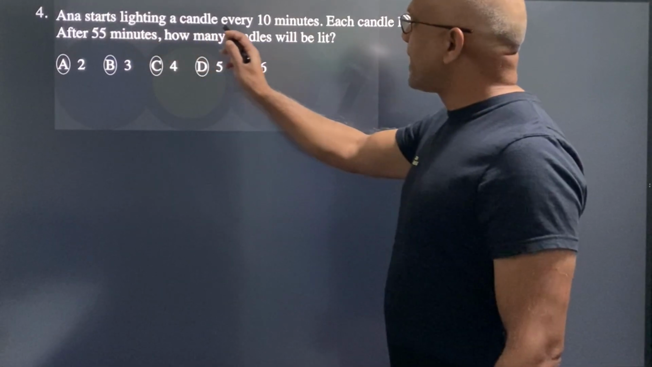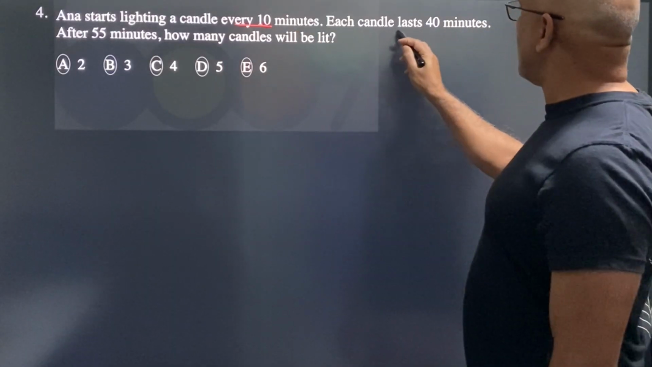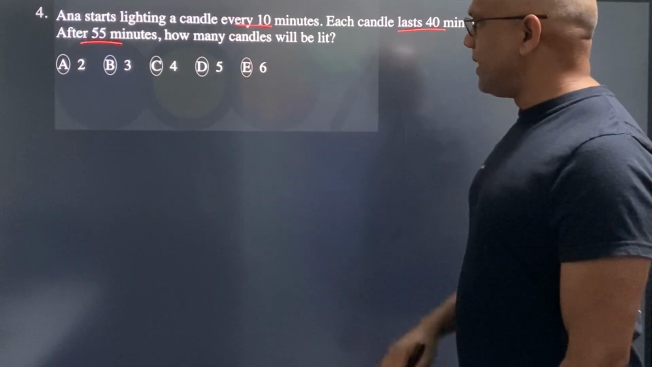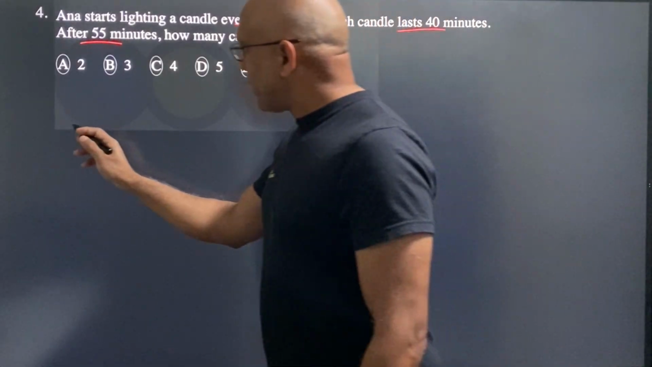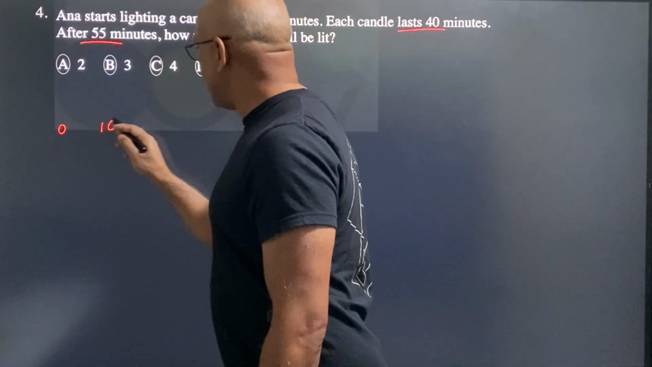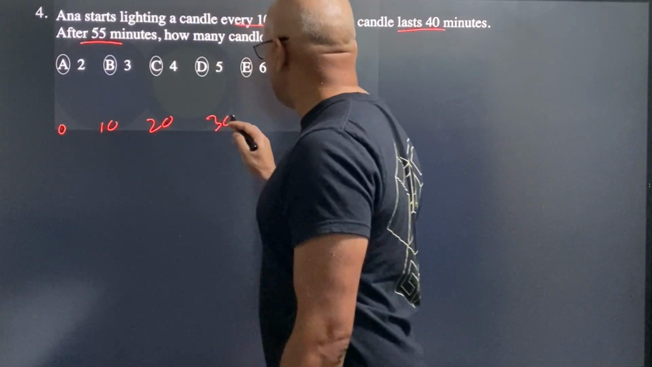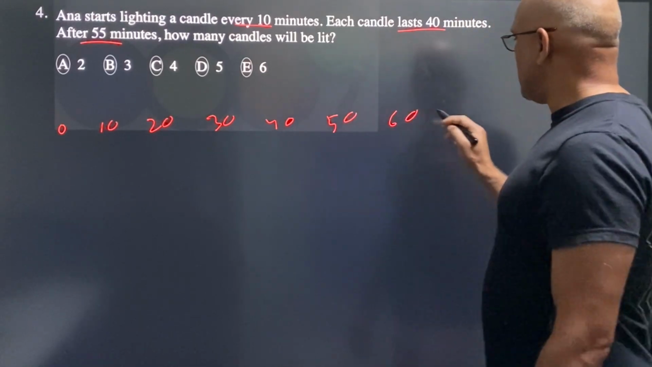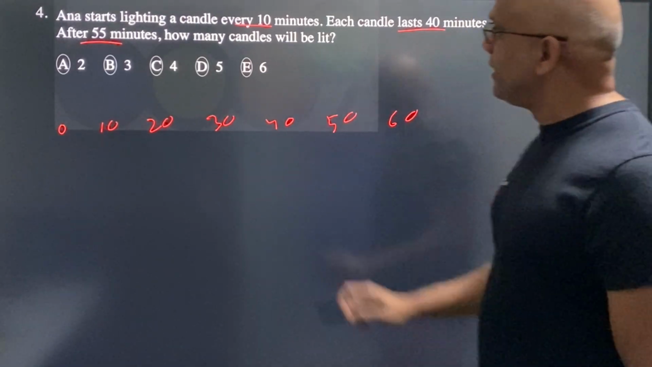Anna starts lighting a candle every 10 minutes. Each candle lasts 40 minutes. After 55 minutes, how many candles will still be lit? Okay, let me mark some time. Let's say this is 0, 10, 20, 30, 40, 50, 60, and so on. I will mark more if I need.